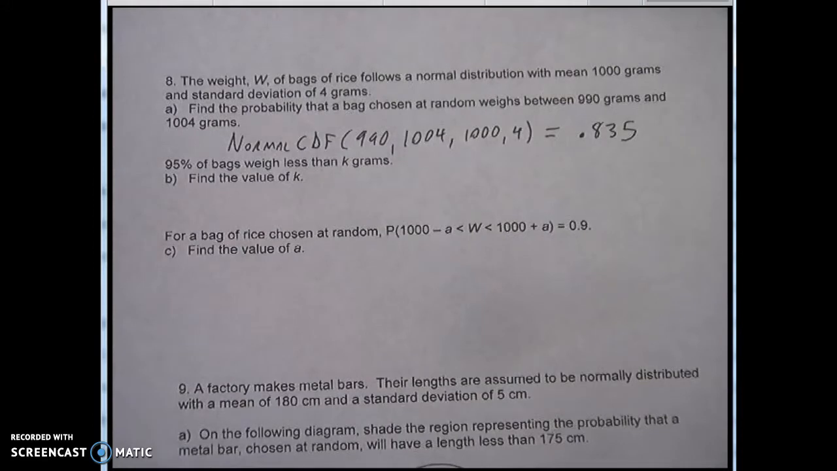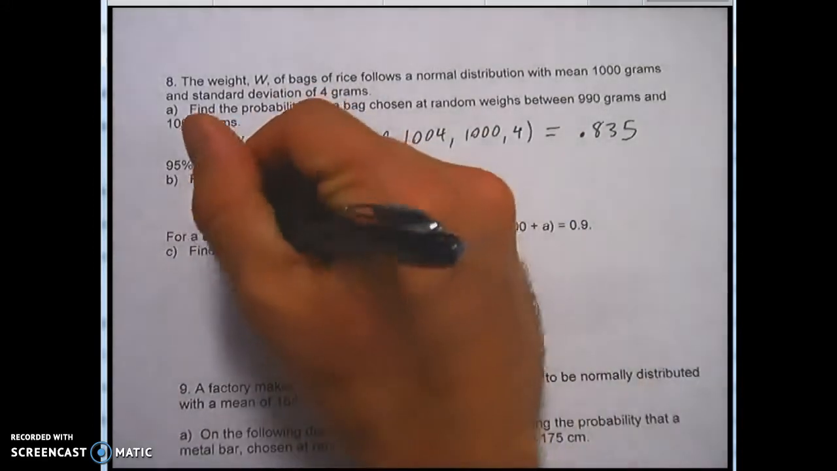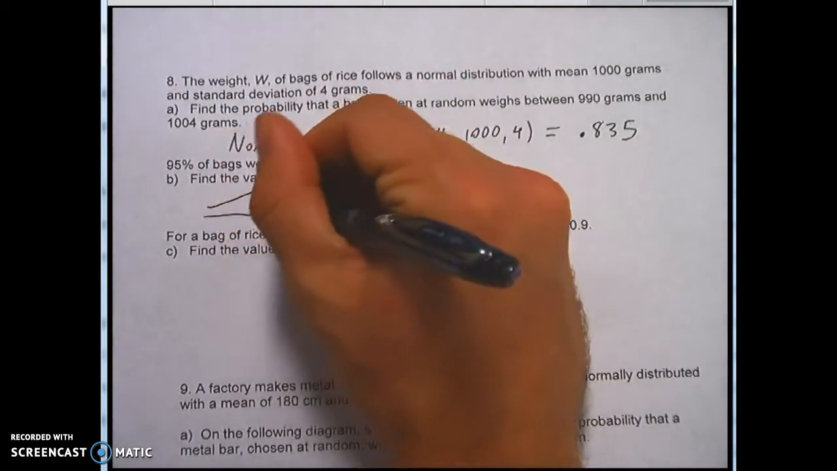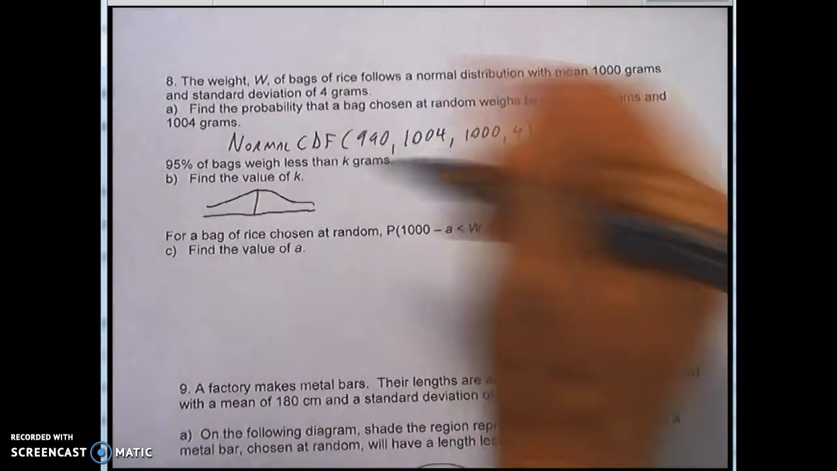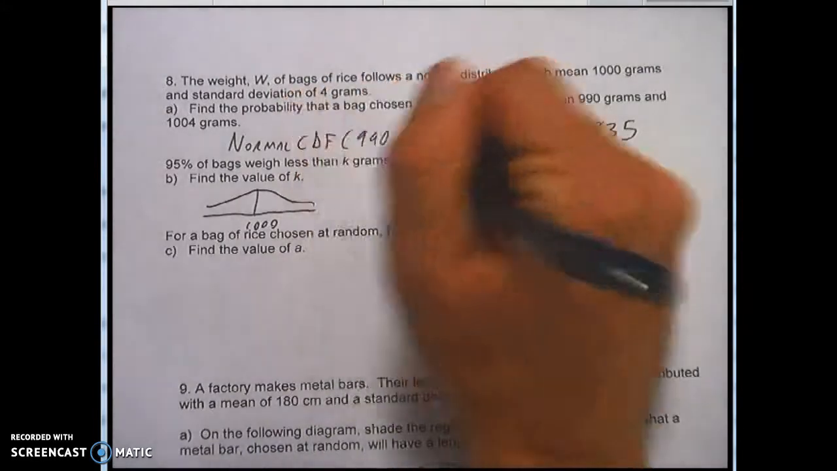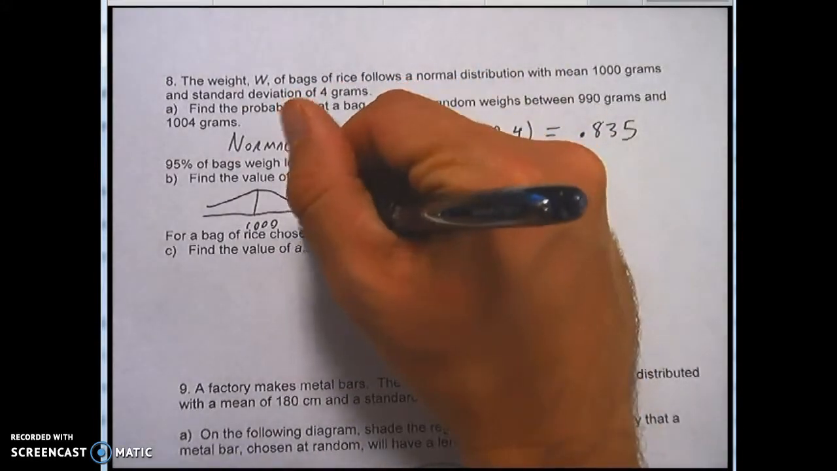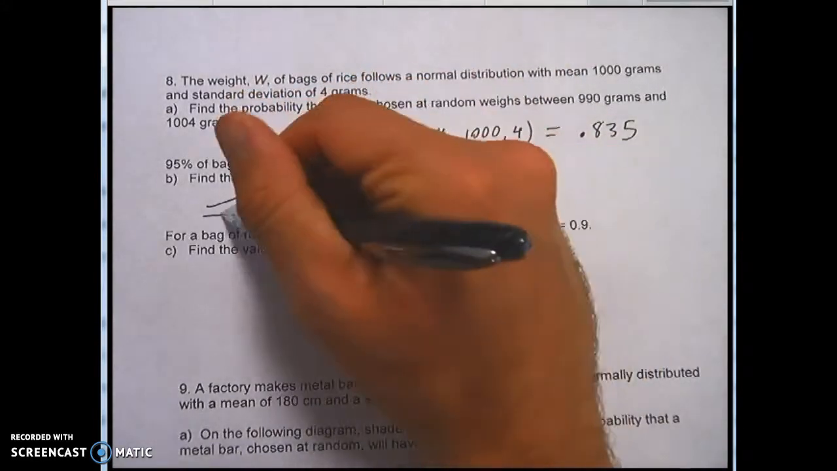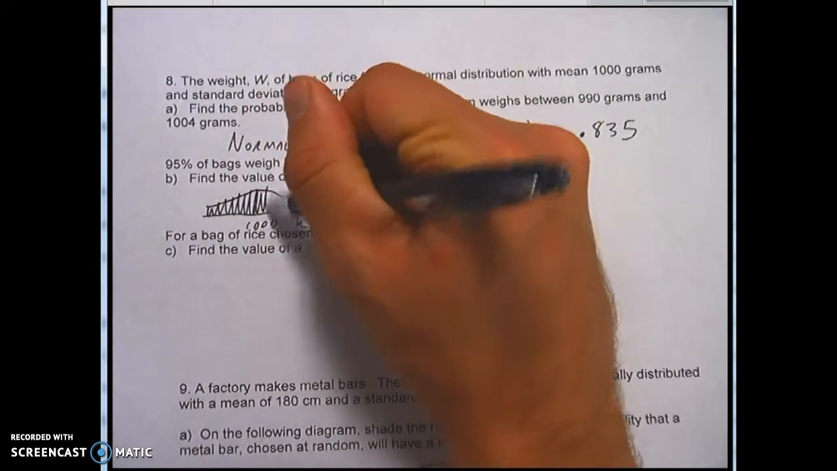95% of the bags weigh less than k grams. Find the value of k. So again, I always draw a picture. There's my 1000. And 95% is going to be like right there. And now we'll call that k. Weighs less, that's all this business here.